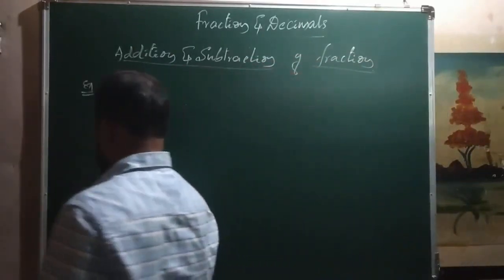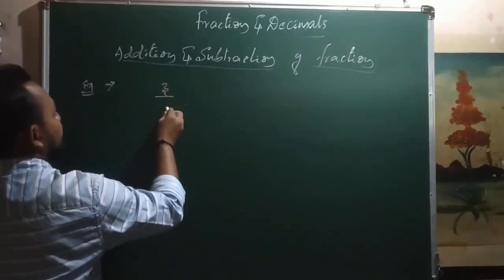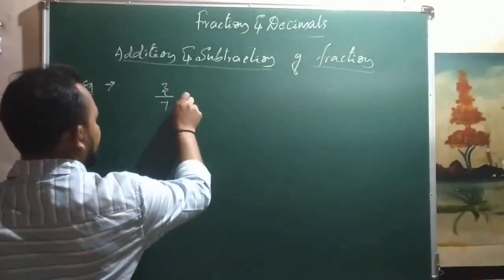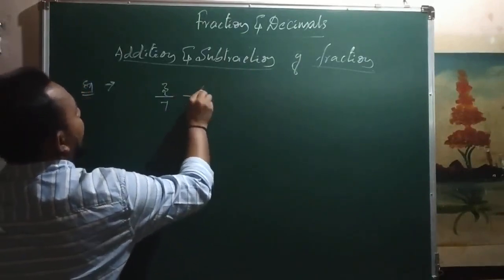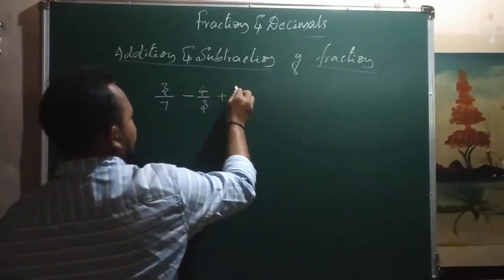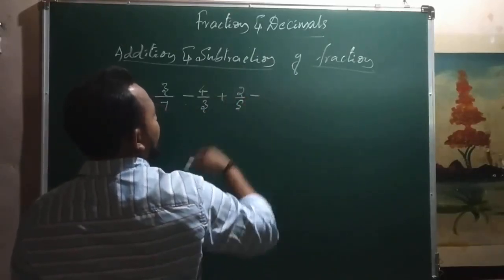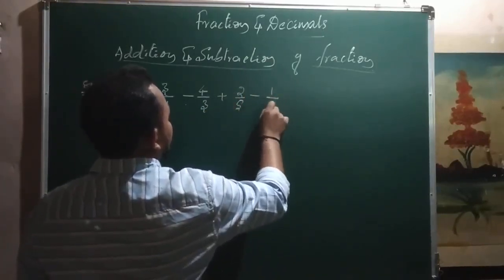We have taken another example here: 3 by 7 minus 4 by 3 plus 2 by 5 minus 1 by 2.